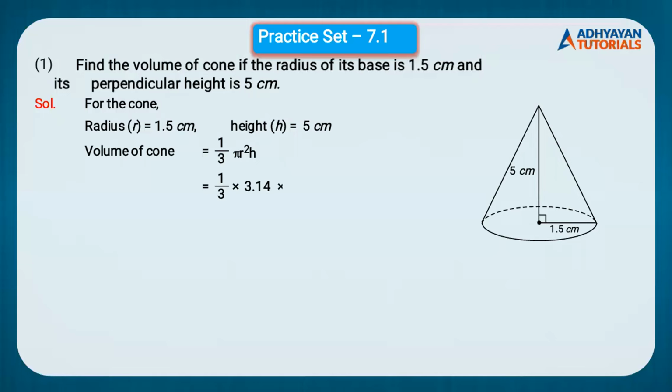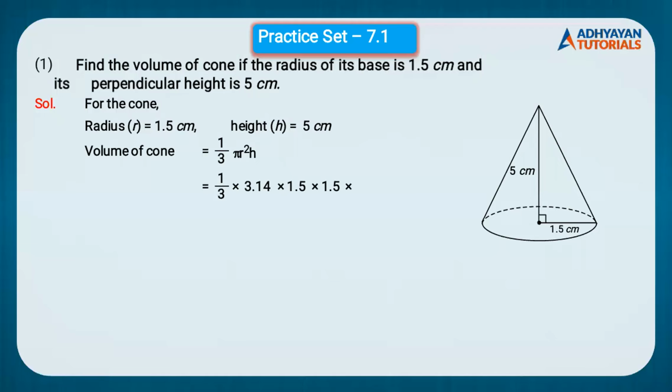Instead of 22/7 we are taking 3.14, into radius. How much is the radius? 1.5, into h. H is 5, right? But r square, so r square means r into r. So we are writing it as 1.5 into 1.5.